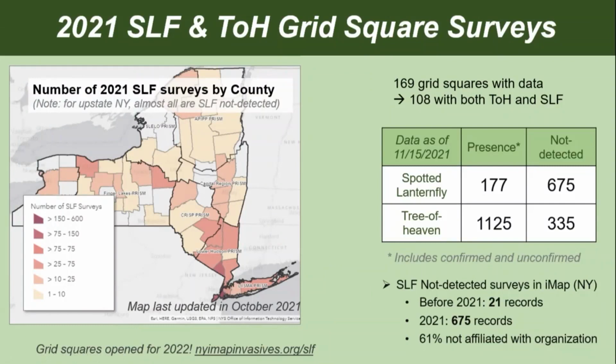Thankfully, most of the spotted lanternfly data was not detected last year. And just to show how much of an increase this was, before 2021, if you look at just the SLF not detected records, we only had 21 total not detected records. But last year in 2021, we increased that to 675, and most of these records are coming from volunteers. So we are super thankful for our 2021 volunteers.